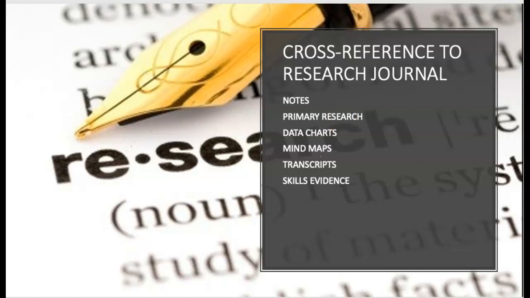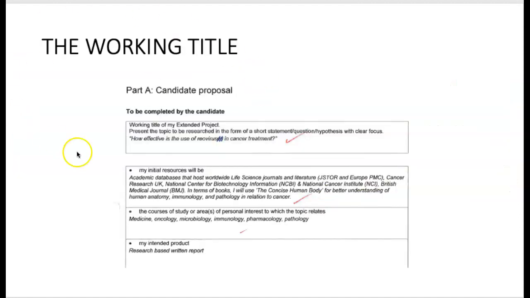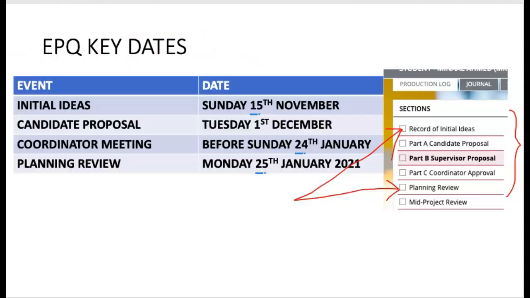And now some of the key dates for you over here. I've told the students the initial ideas in Project Q should be finished by the 15th of November. The candidate proposal, this is where they come out with the working title. I'll just show you what it looks like again. The candidate proposal needs to be finished by Tuesday the 1st of December. After that, they'll have coordinator meetings with me, which I need to complete before the 24th of January. And then finally, students will begin the planning review Monday the 25th of January. So these are the parts of the production log that need to be completed in that time.